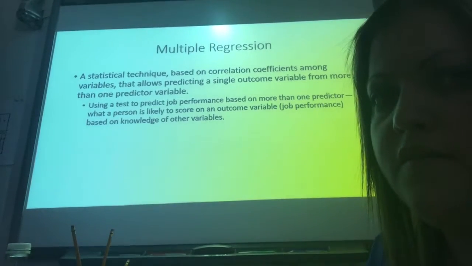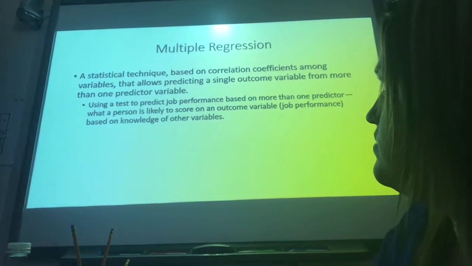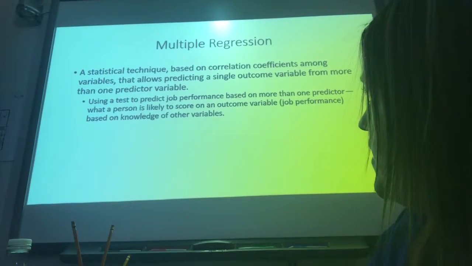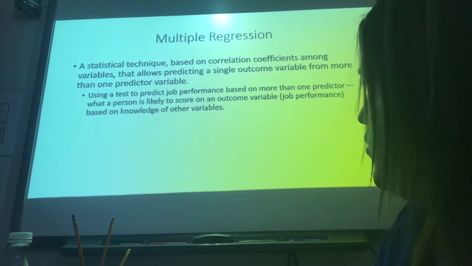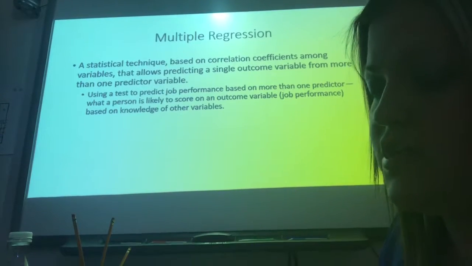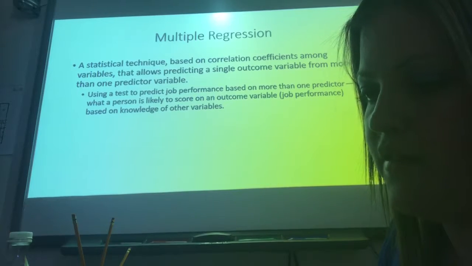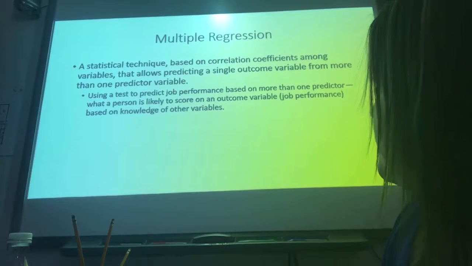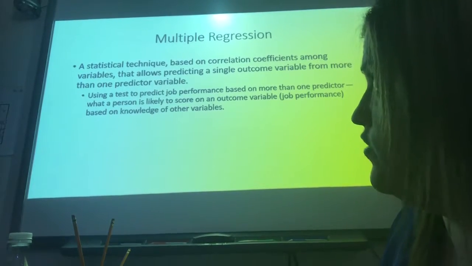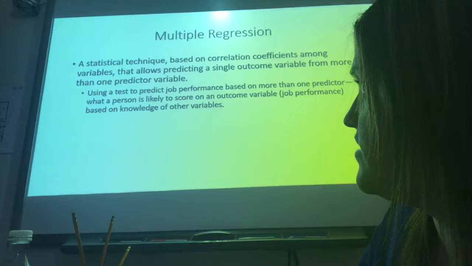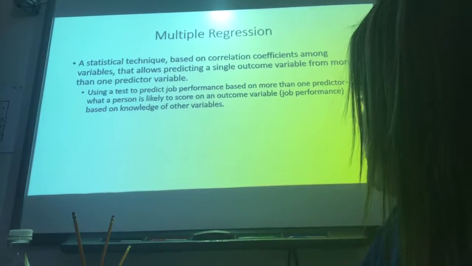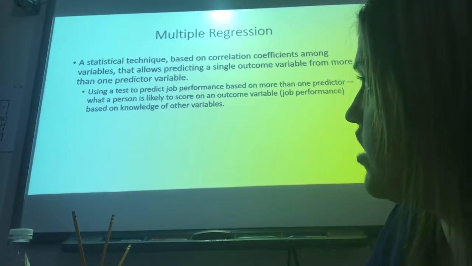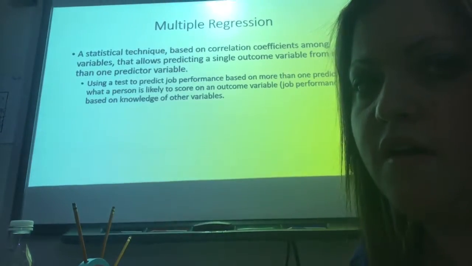One important part of correlational research is multiple regression. It is a technique that's based on correlational coefficients that allows predicting a single outcome variable from more than one predictor. So generally they're looking at one variable affecting another variable, but in multiple regression you can test one variable from more than one predictor variable. For example, you can use a test to predict job performance based on more than one predictor. What a person is likely to score on an outcome variable, which is their job performance, based on knowledge of other variables.